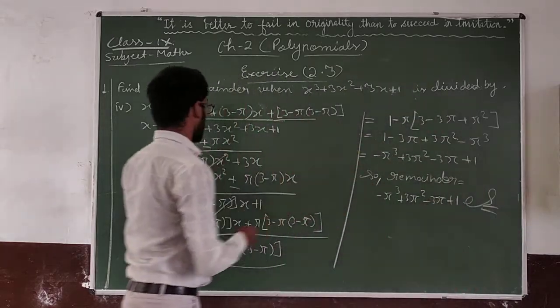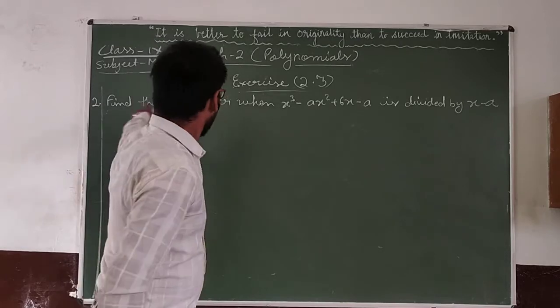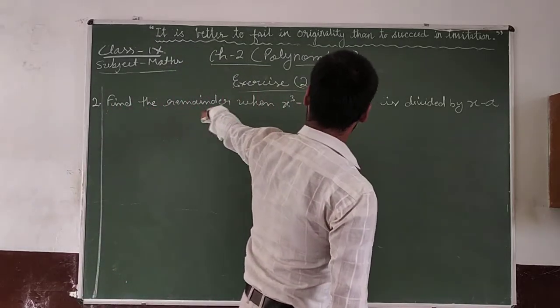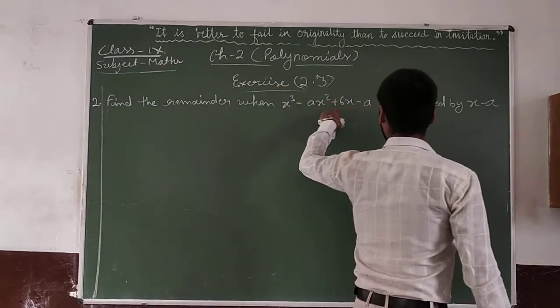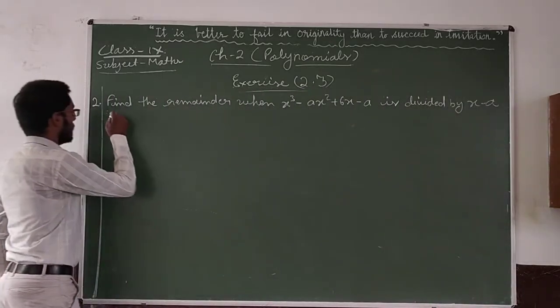Let us solve the next question. Question number 2: find the remainder when x cube minus ax square plus 6x minus x is divided by x minus a. Okay, so first, the solution.